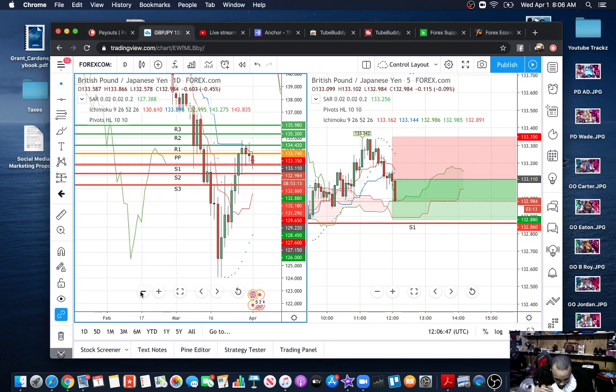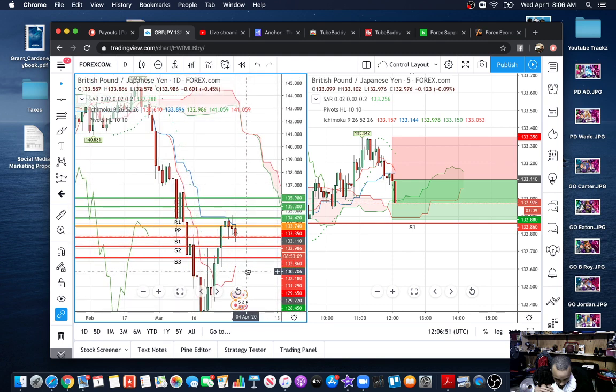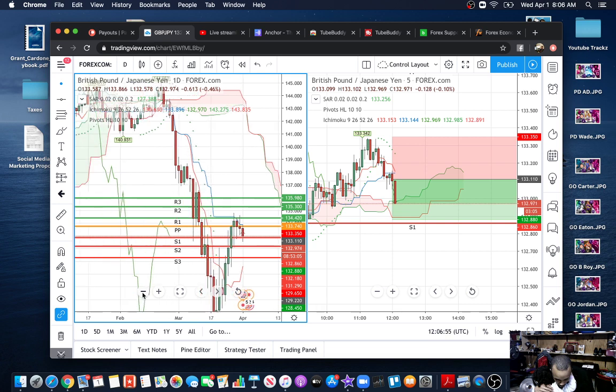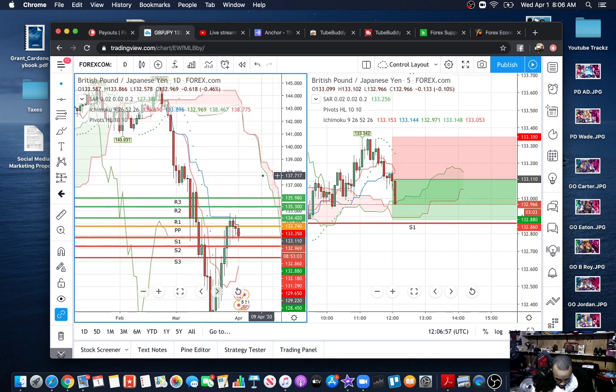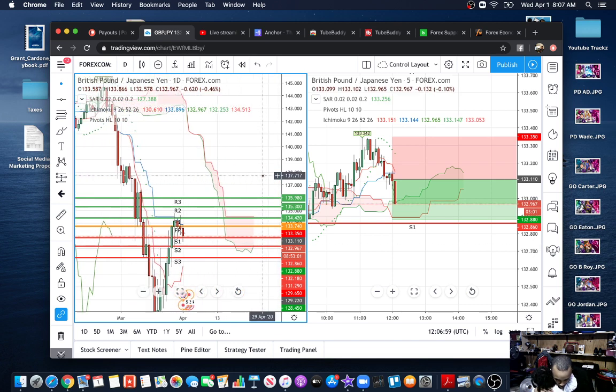Zoom this out so I can find the cloud. Yeah, we got a bearish cloud on a daily structure.